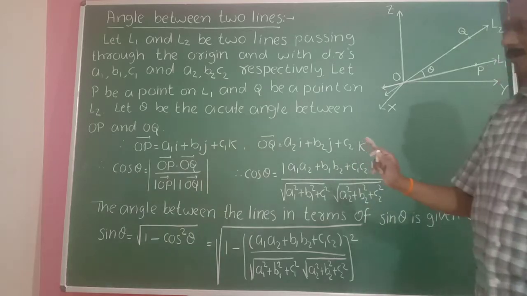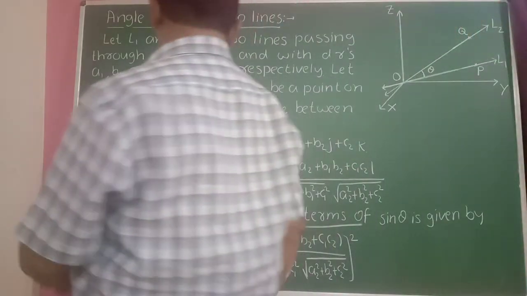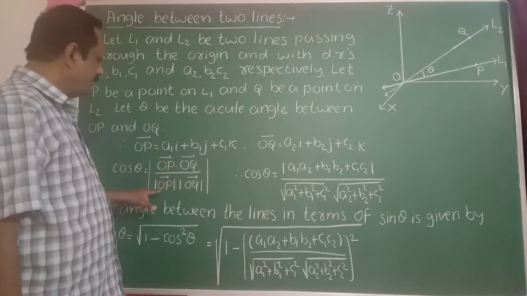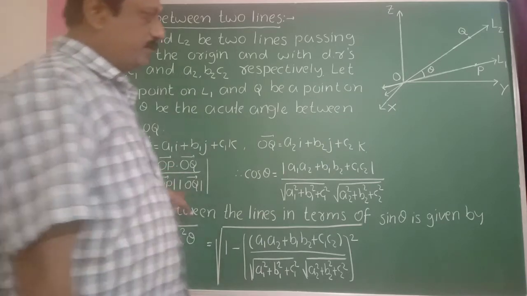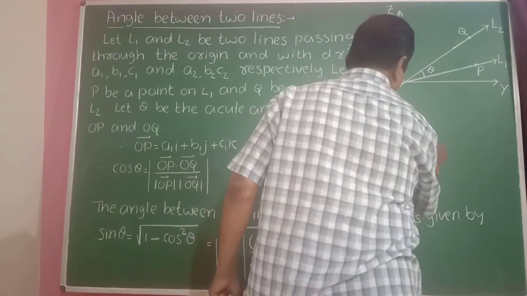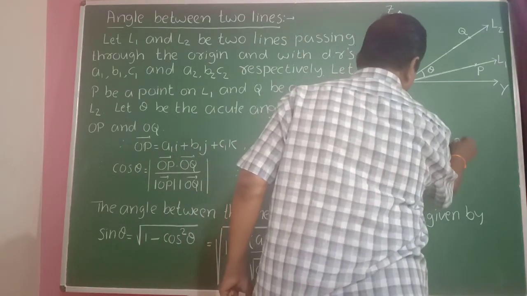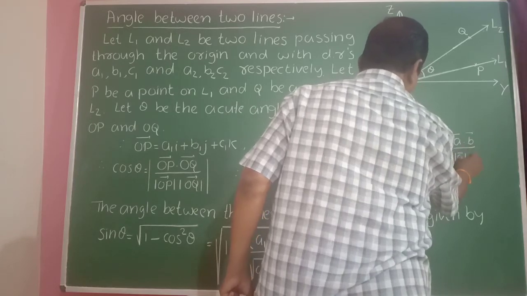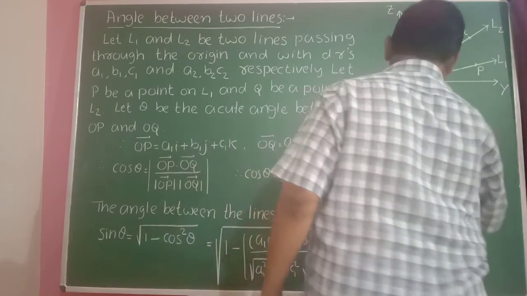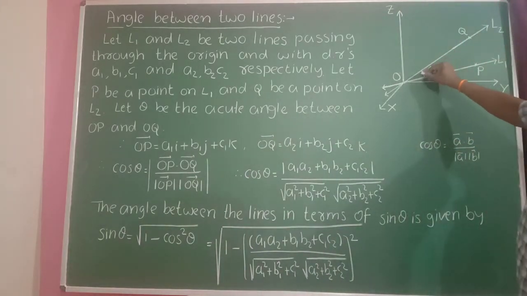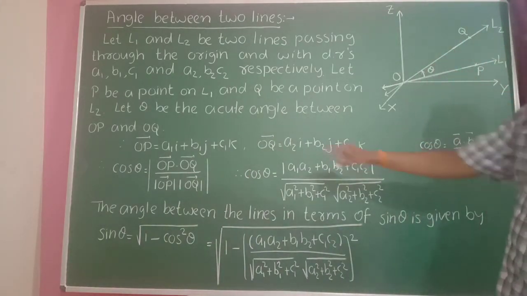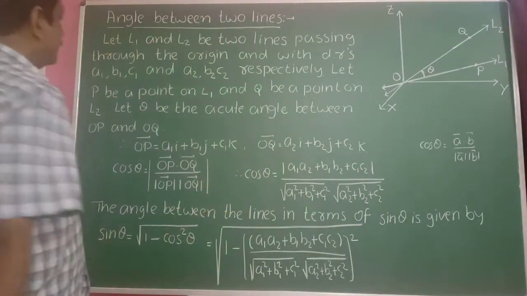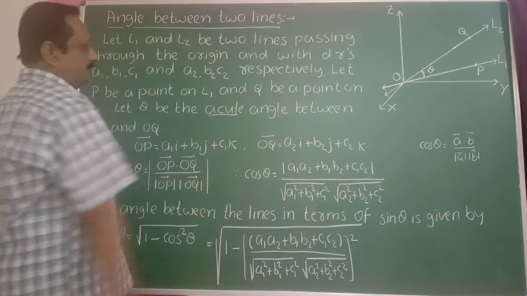And you know, the angle between two vectors is given by cos theta is equal to OP dot OQ divided by modulus of OP into modulus of OQ. So here we are using the formula cos theta is equal to A bar dot B bar divided by modulus of A bar into modulus of B bar. We are taking the modulus sign here because theta is an acute angle.